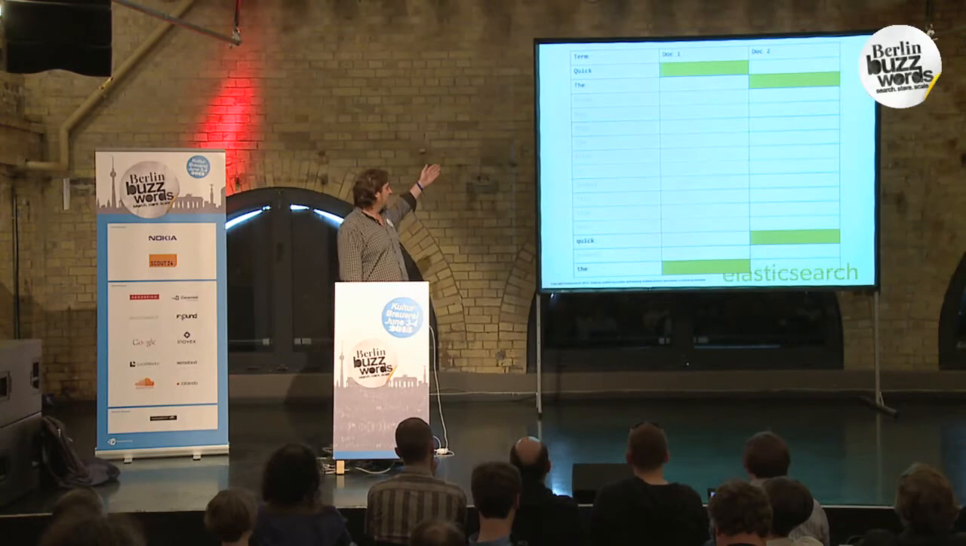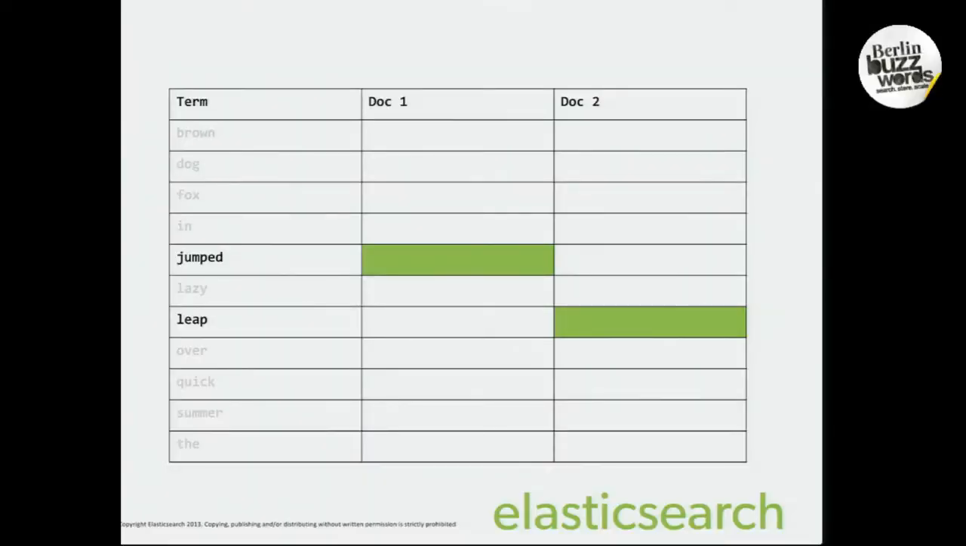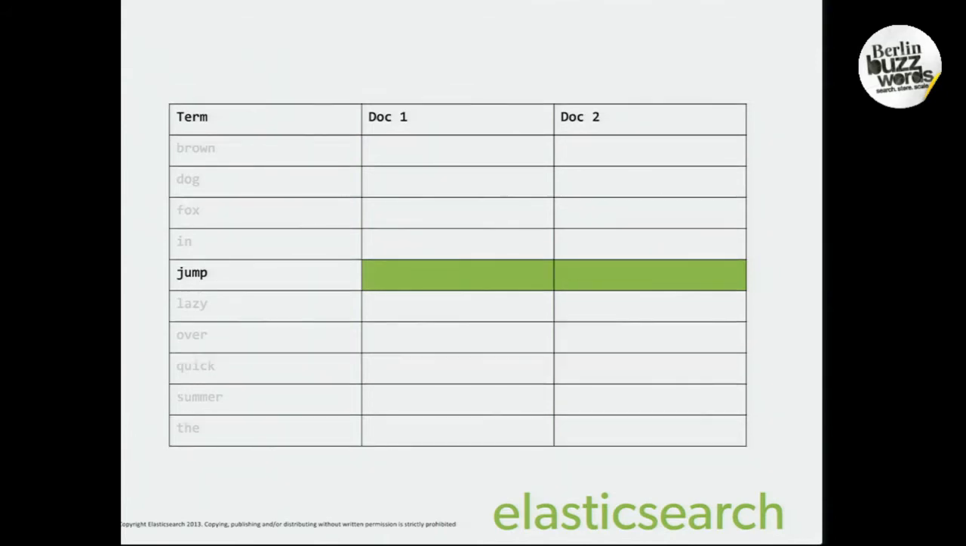Case shouldn't matter. Capital quick, lowercase quick, same thing. Same for the. So we'll merge those. Dog, dogs, fox, foxes, they're the same root word, same intent. We'll just index the root word, dog and fox. Jumped and leap, well, they're the same idea. They're synonyms, so we'll just index both of them as jump. Suddenly we have a more compact index that is better able to serve our search requests.